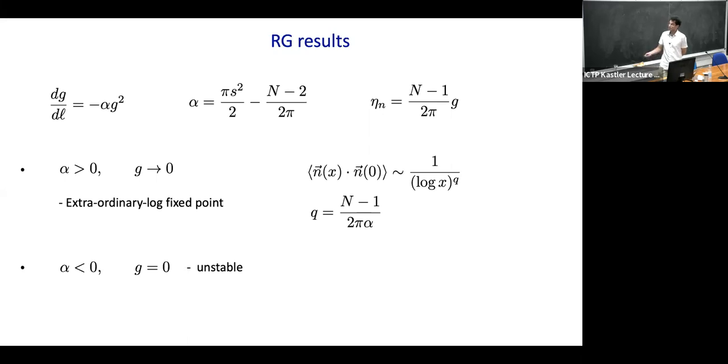All right, so this is my advertised extraordinary log fixed point. This is how to understand it. On the other hand, if alpha is less than zero, then we're back to a situation similar to the one we had exactly in two dimensions, where the g equals zero fixed point is unstable. Where does it flow to? Well, we will discuss shortly.